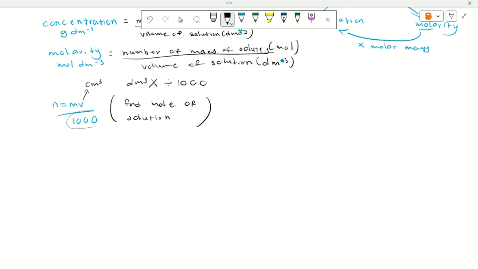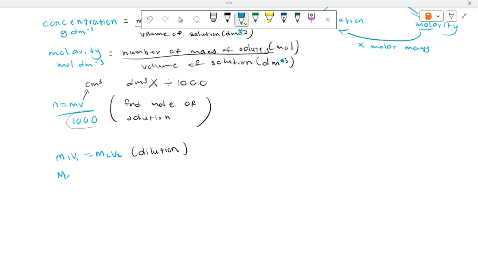Next, the formula is M1 V1 equal to M2 V2. This one is for dilution. Basically, they give you the molarity of one and then they give you the molarity of another, and you find the volume after they dilute it. So just insert in the formula. That's it.